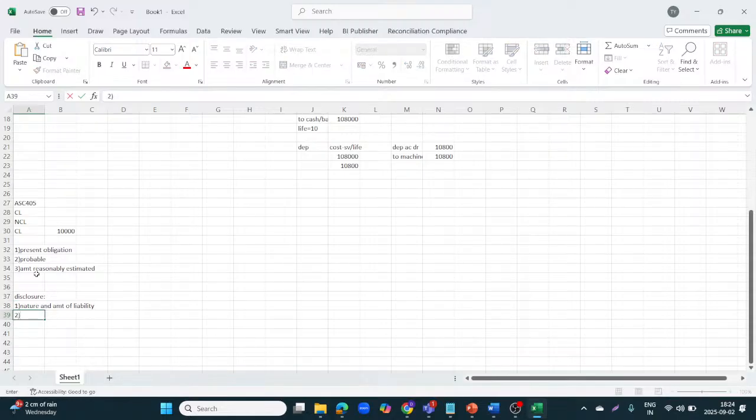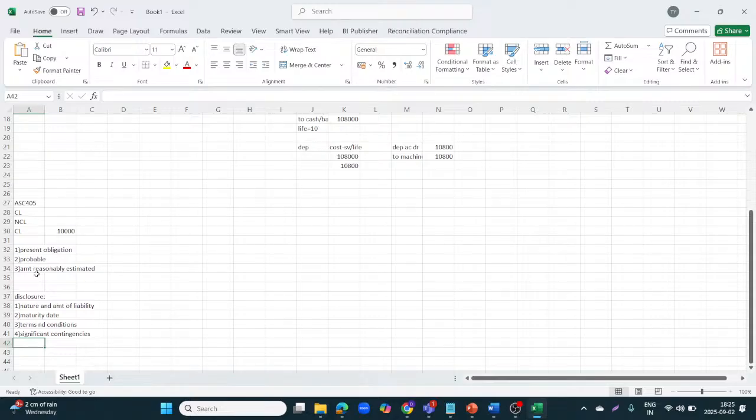Secondly, you need to disclose the maturity date for your debt. Third, you need to disclose terms and conditions, like the interest rate for loans. Fourth, you need to disclose any significant contingencies, even if they are not recorded. These are all the things you need to disclose.